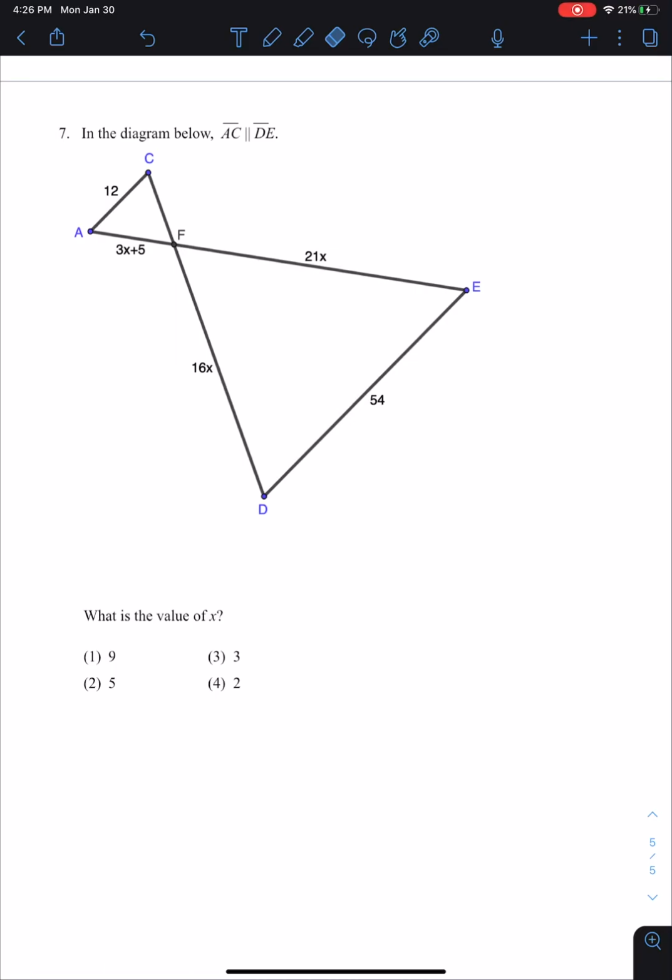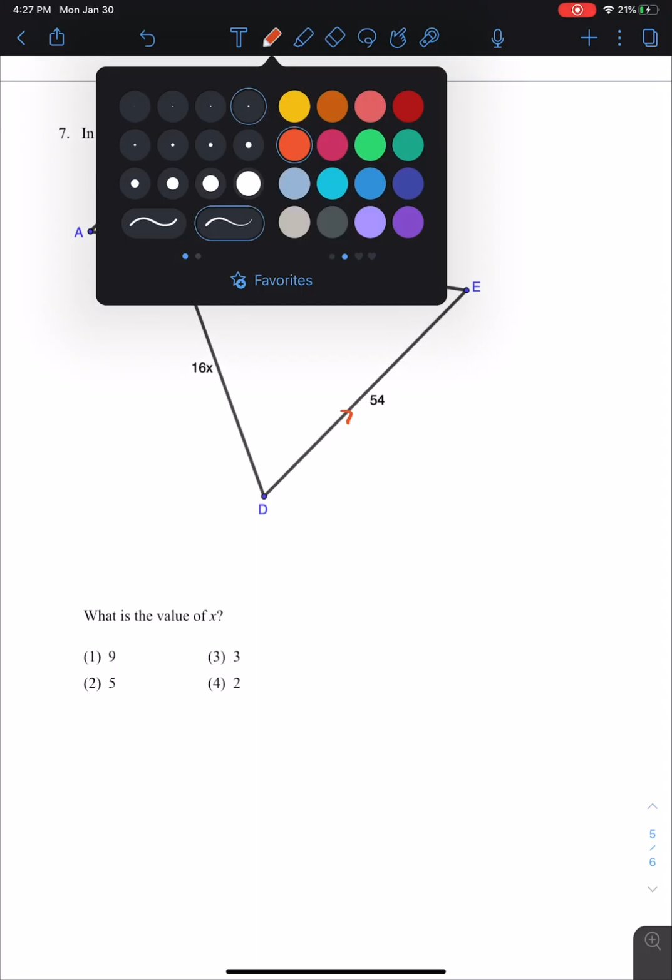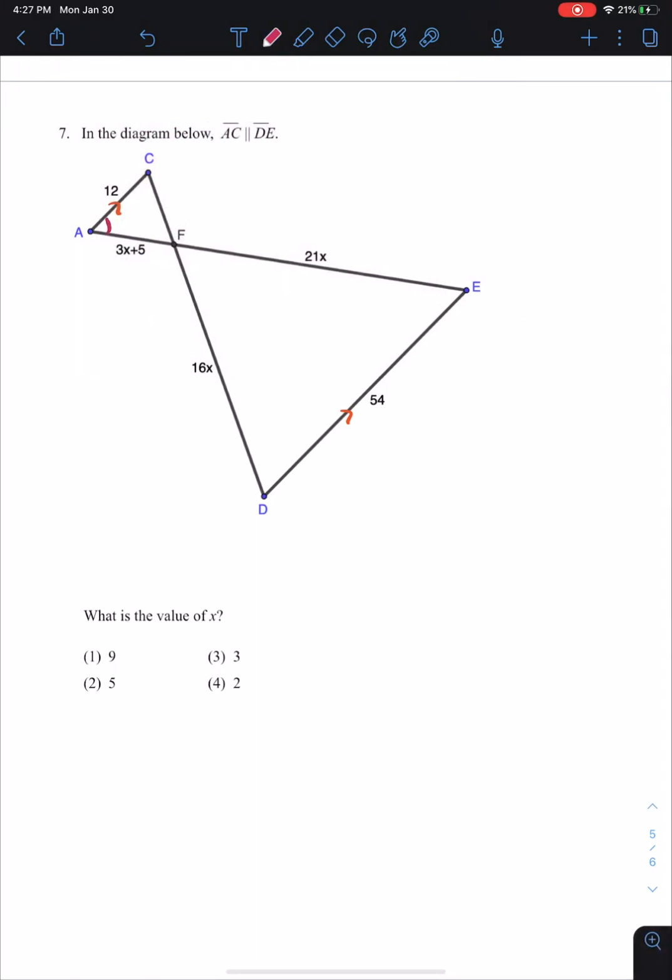In the diagram below, line segment AC is parallel to line segment DE. It's asking us to solve for the value of x. So if line segment AC is parallel to DE, we know that we have alternate interior angles that will be congruent. So you know that angle A is going to be congruent to angle E, and angle C is going to be congruent to angle D.